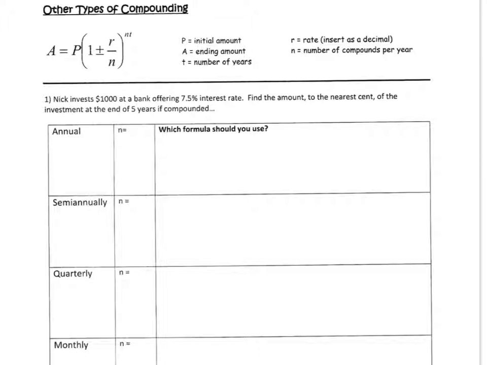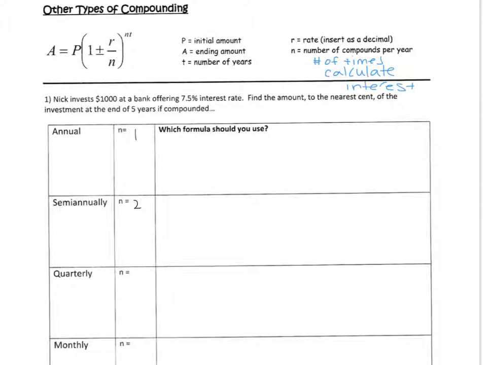What that means is that annually means once a year. So that is what the N will be. Okay, N is the number of compounds per year. That just means how many times am I calculating interest. So number of times we calculate interest. Okay, so annual we know is once a year.